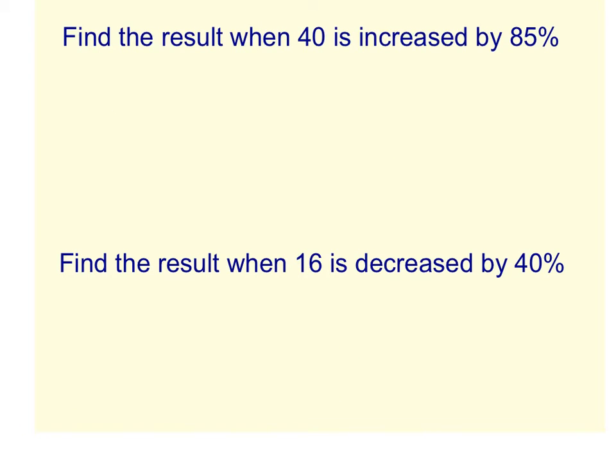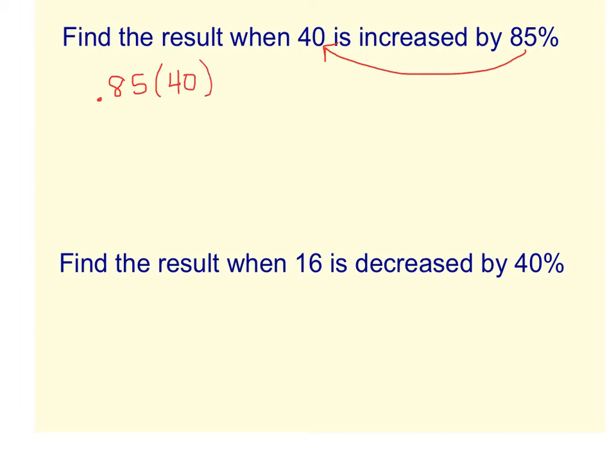You'll see questions like this also. Find the result when 40 is increased by 85%. So this falls under percent change because they actually gave us the percent change. We know that it's increasing by 85%. So the easiest way to do a problem like this is to start out with multiplication. It says find the result when 40 is increased by 85%. So what is 85% of 40? We can do straight multiplication with that. Anytime you want to know a percentage of a number, just multiply. 85% as a decimal is 0.85.